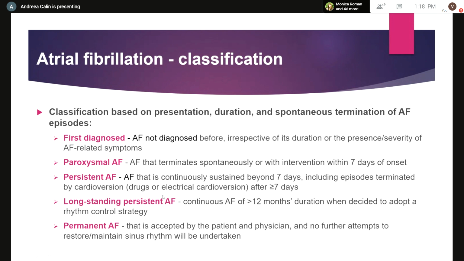We have long-standing persistent atrial fibrillation, whose duration is greater than 12 months, when we decide to adopt a rhythm control strategy, or permanent atrial fibrillation, a situation that is accepted both by the patient and the physician, and no further attempts to restore the sinus rhythm will be undertaken.